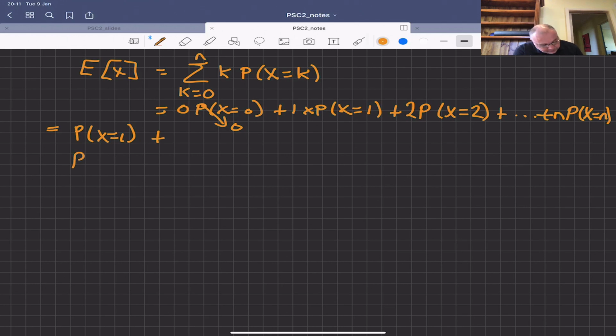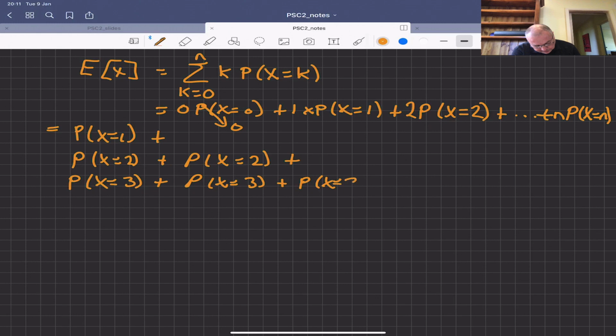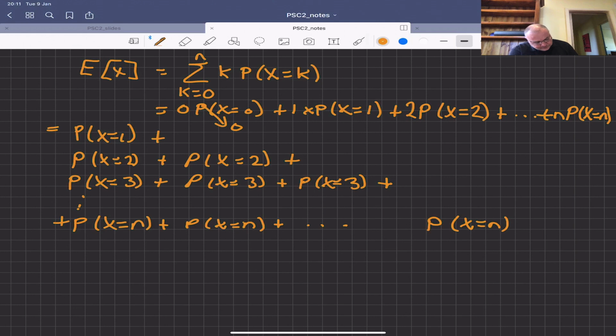I've got the probability that X equals 2 plus the probability that X equals 2, plus, for the third one, the probability that X equals 3 written three times, plus dot dot dot, plus the probability that X equals n, written all the way over to the final line. In fact, that final line will be n times.